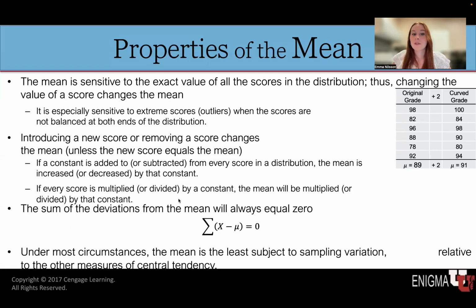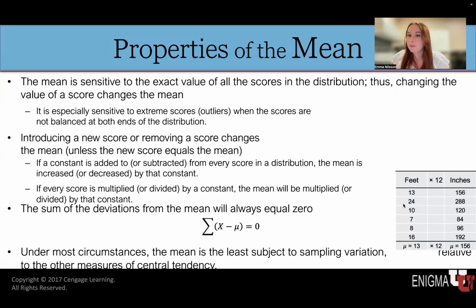The same thing works if you multiply or divide by a constant. So here we have a distribution. We multiply every single one of our points by 12 to go from feet to inches if you do not use the metric system. And our mean was 13 with the original data set. But now we're just going to multiply that mean by the same constant, 12, to get our new mean, 156.